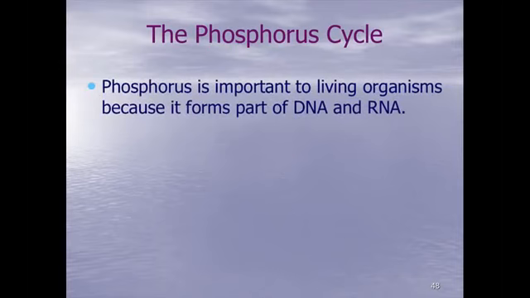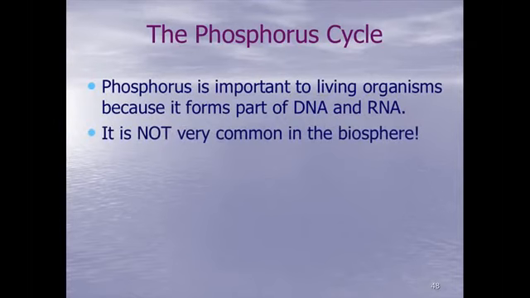Phosphorus is important to living organisms because it forms part of DNA and RNA. And DNA is deoxyribonucleic acid, RNA is ribonucleic acid, and these two components are very important. We'll talk about them when we talk about genetics, and they're important because they are the codes that are going to make the proteins that our body needs.